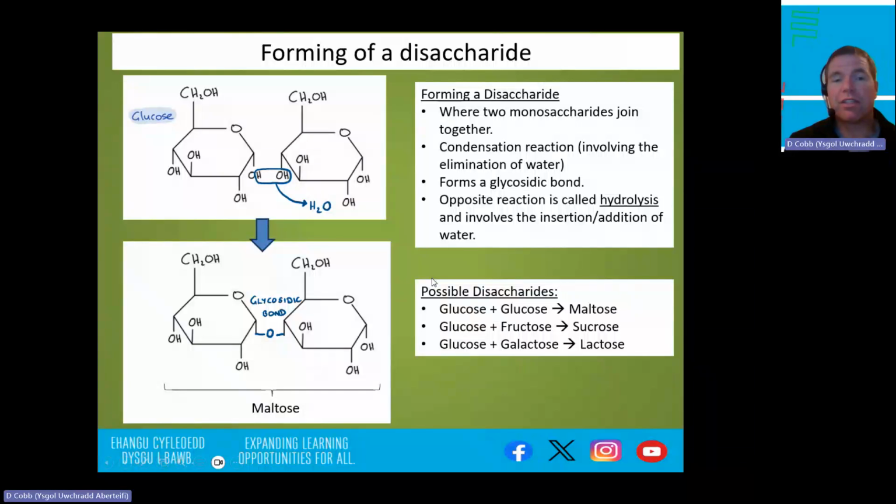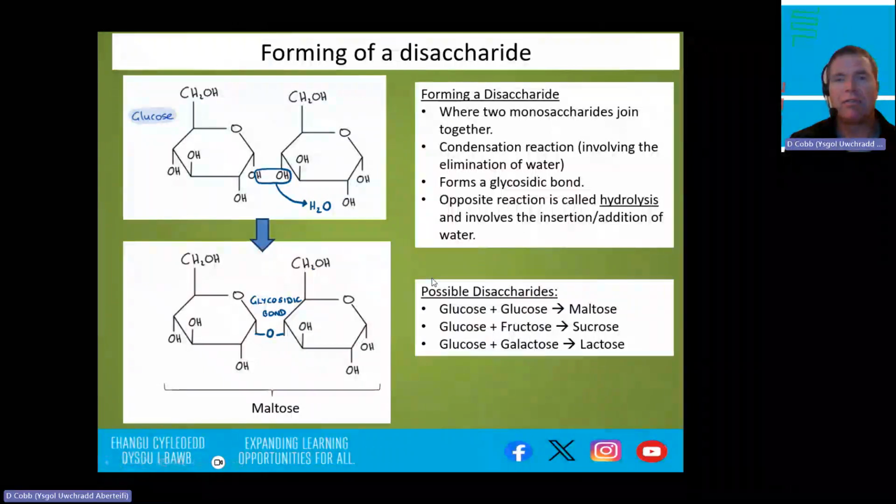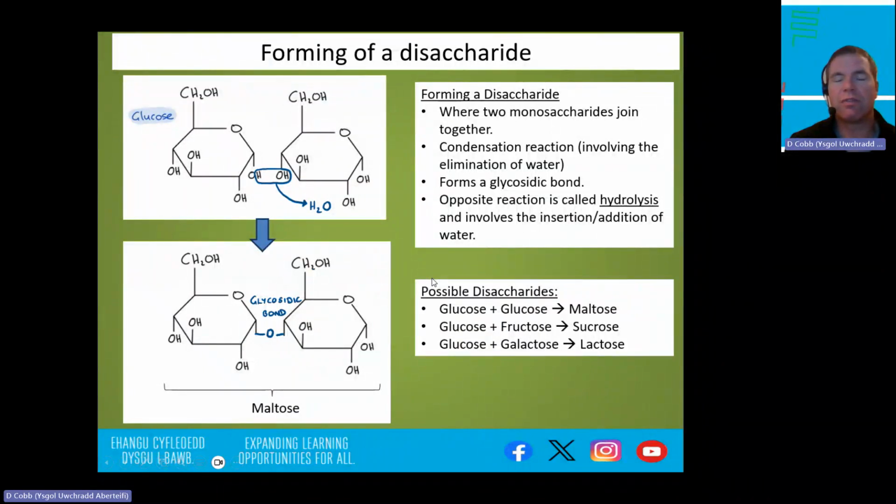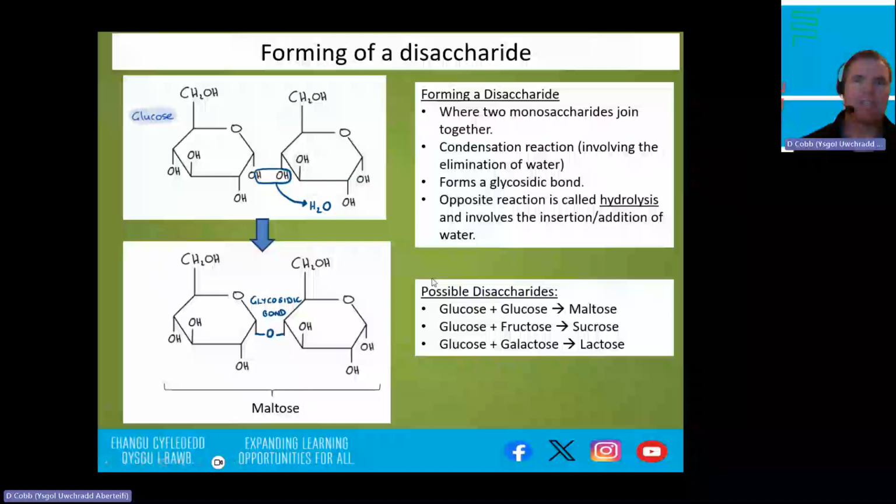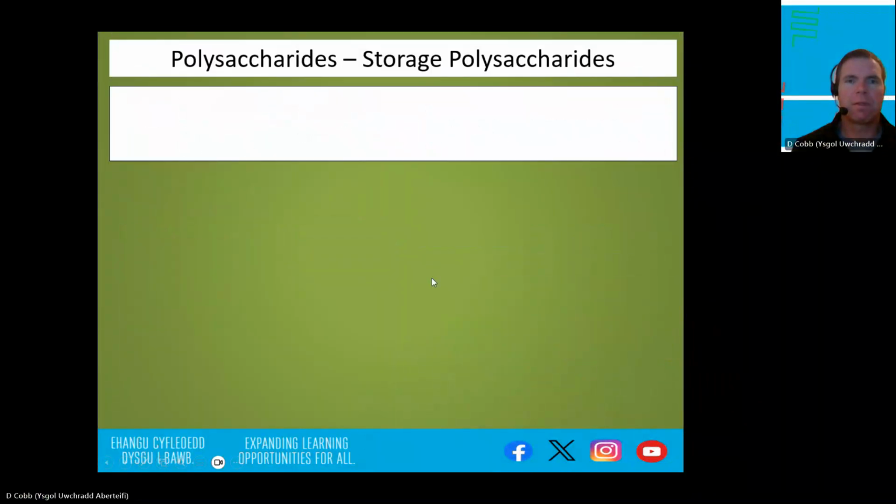You can go the opposite direction. You can go from a disaccharide to a monosaccharide, and that is referred to as hydrolysis, or a hydrolysis reaction. So instead of a condensation reaction which joins together 2 monosaccharides, we have hydrolysis which separates 2 monosaccharides.